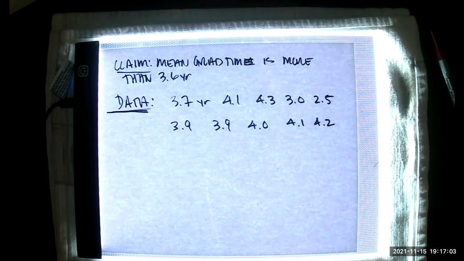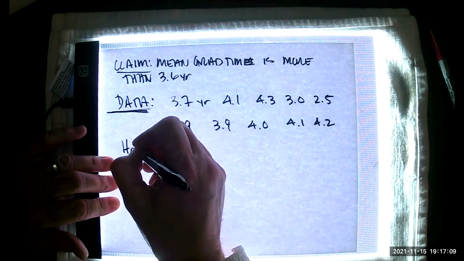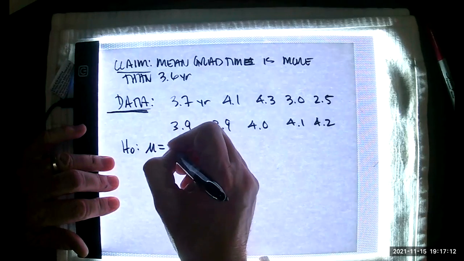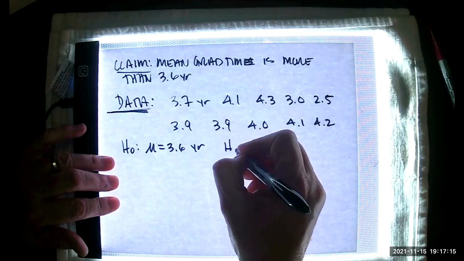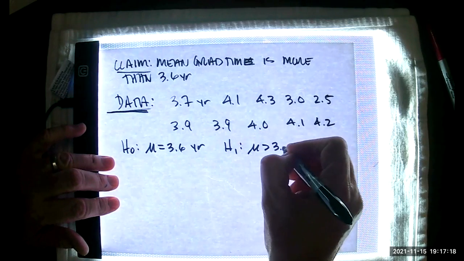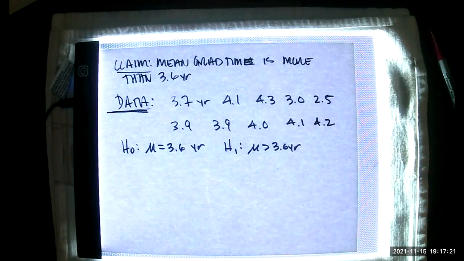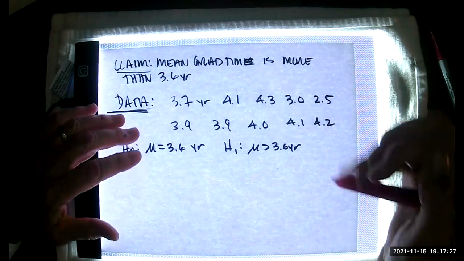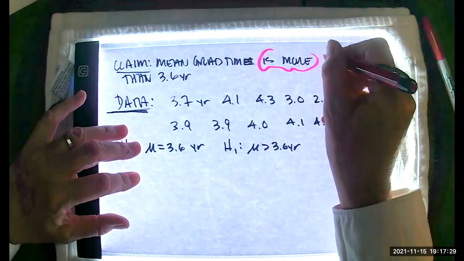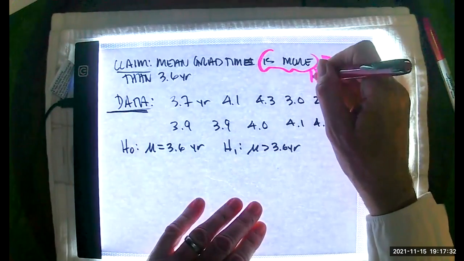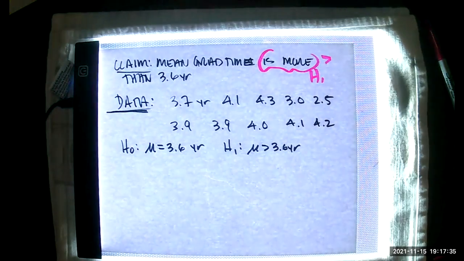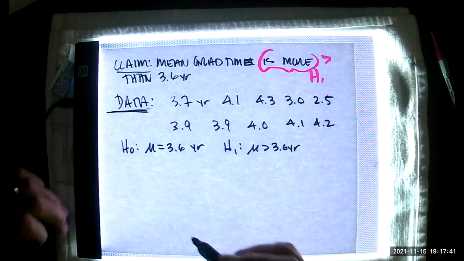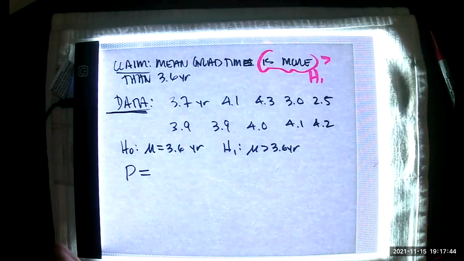More than 3.6 years. H naught, mu equals 3.6 years. The alternative, mu is more than 3.6 years. And you do enough of these, and honestly, figuring out the flavor of your hypothesis becomes easier and easier. And so I've got a right tail test with a mean of 3.6 years. I'm going to go ahead now and find my p-value.